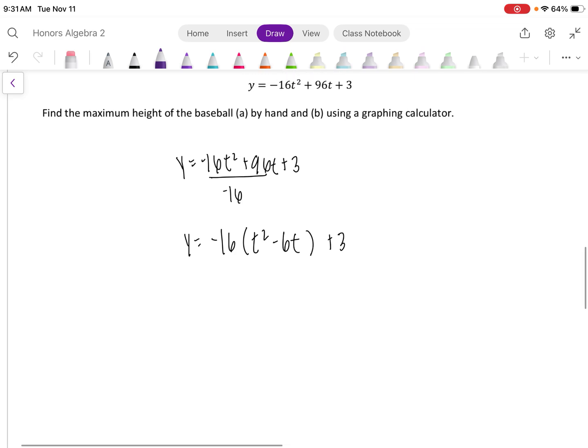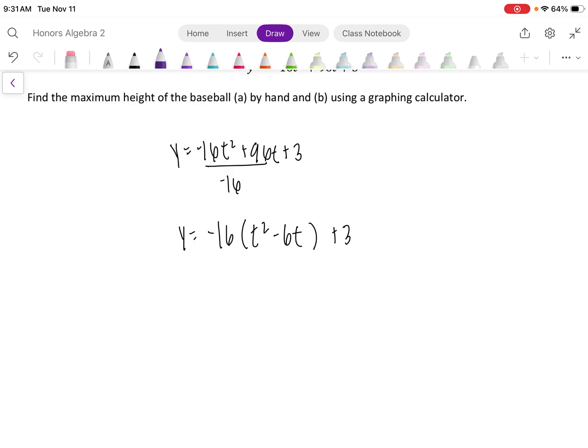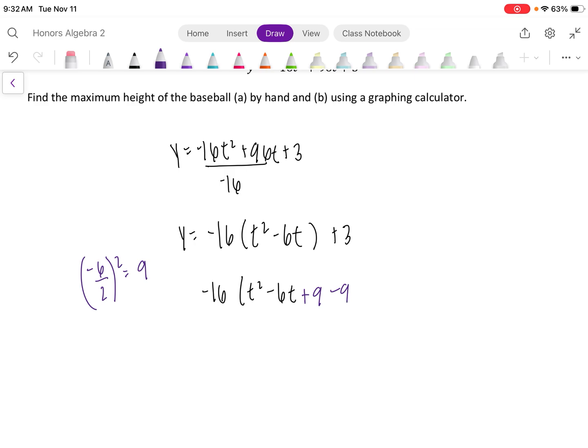I'm not going to have you do this on a test or quiz, but it's good to think about. And then you take half of negative 6, divided by 2, squared, which is going to be 9. So we're going to have negative 16 times t squared minus 6t plus 9 minus 9, plus 3.